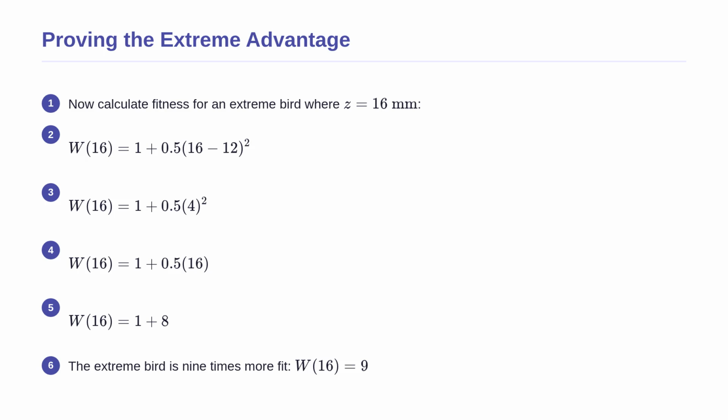Now that we have established the baseline fitness for the average bird, we can mathematically prove the massive advantage of being an extreme outlier. We will calculate the fitness for a bird with a large, extreme beak of 16 millimeters. We plug 16 in for Z, while theta remains 12. 16 minus 12 gives us 4. Squaring 4 gives us 16. Half of 16 is 8. And adding the 1 gives us a final fitness of 9. This mathematically proves that the extreme bird is 9 times more fit than the average bird, driving the population apart.